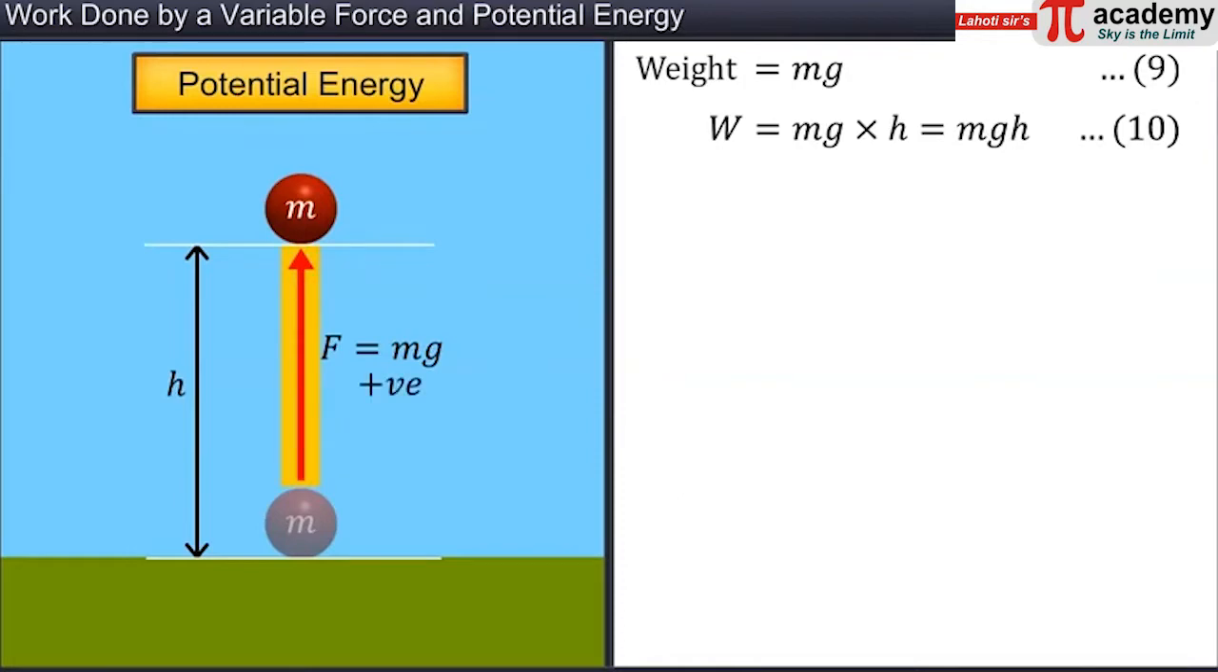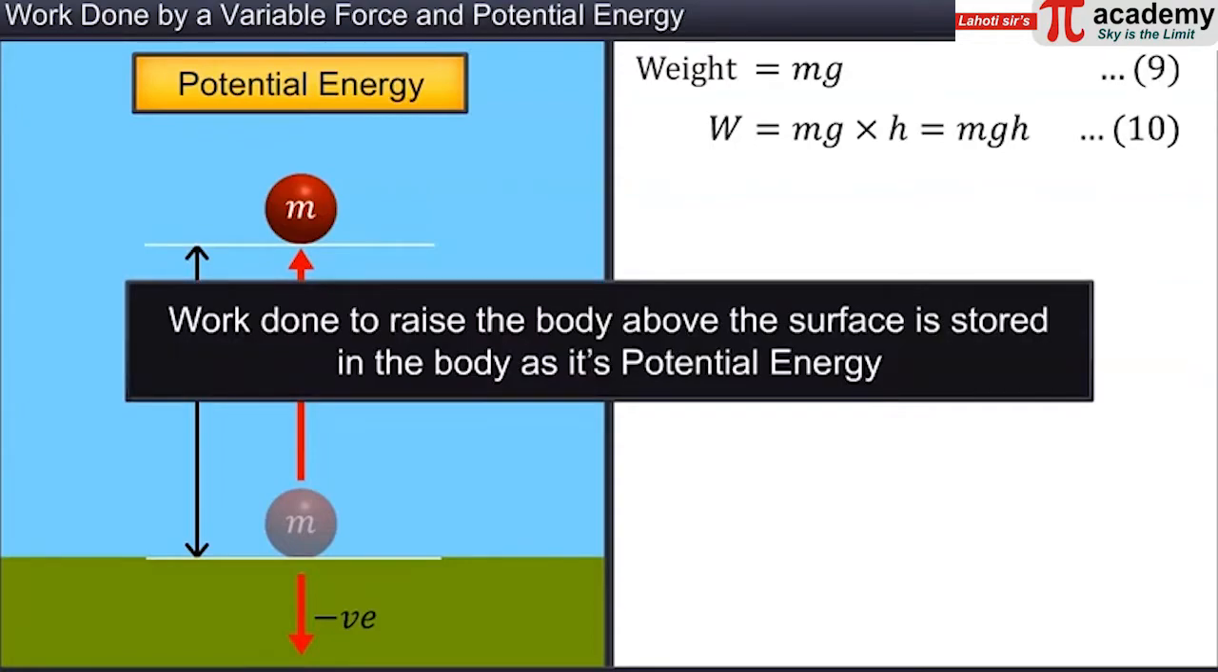Consider the upward direction to be positive. The work W done to raise the body through height h against the gravitational force of attraction by an external force is mgh. Let this be equation 10. This work is stored in the body as its potential energy.